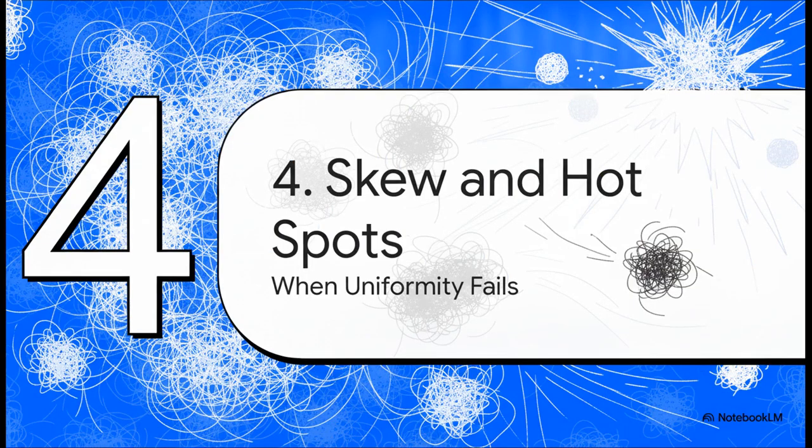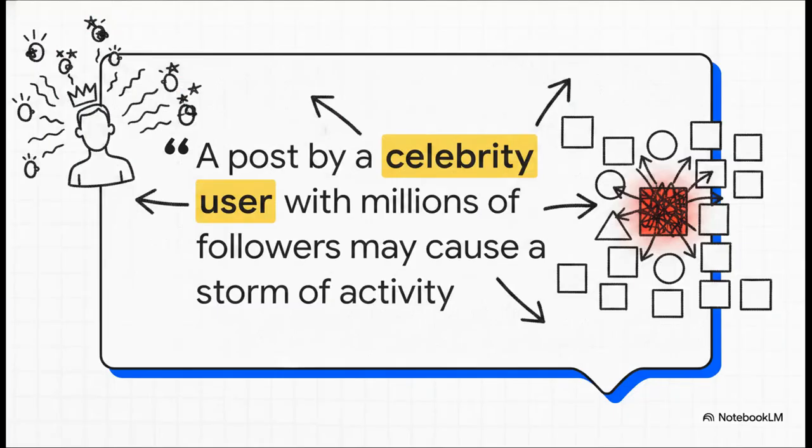Moving on to Section 4, skew and hotspots. But wait, even hash sharding has an Achilles heel, the dreaded hotkey. Imagine a massive celebrity post on a social network and literally millions of people react simultaneously. Because all those interactions are tied to the exact same partition key, which is the ID of that specific post, they all hash to the exact same shard. So despite our beautiful mathematical hashing, one machine still gets completely crushed under a massive tidal wave of traffic.